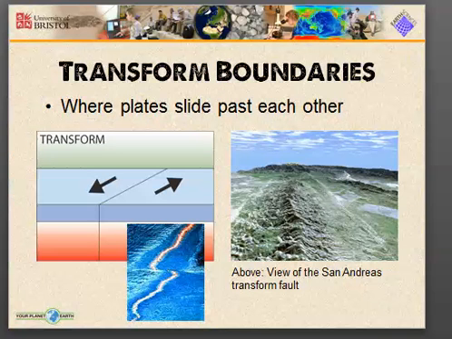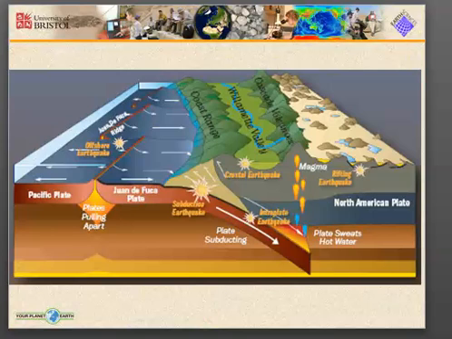And then our last type of boundary is our transform boundary. And this is where two plates slide past one another, and their friction is going to cause a lot of earthquakes, such as the San Andreas Fault. You have a lot of earthquakes occurring on that boundary. All right, so that is just a brief overview of what you've got going on between each of those plate boundaries. That's the thing that stumps students most, is what's going on with each of those plate boundaries. So make sure you've taken good notes on that.